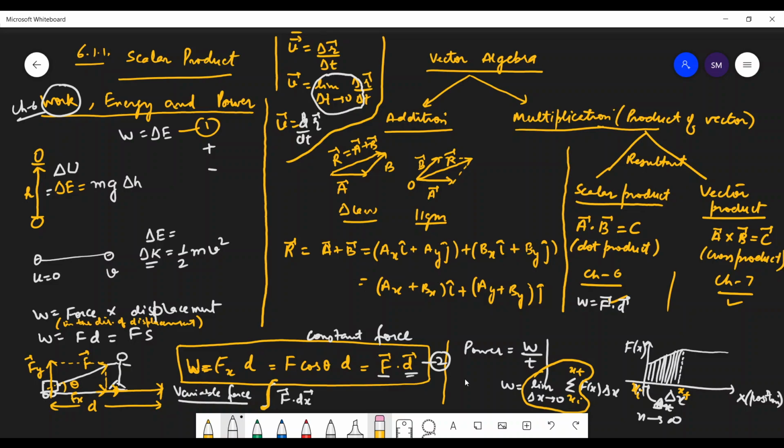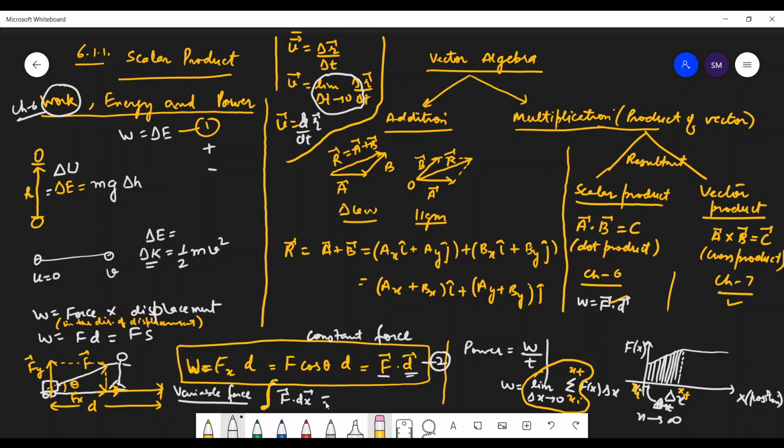So this will be my work done. What are the limits of dx? It is from xi to xf. These are the limits of dx. So this will be my work done. This is the third thing. So these three formulas of work I am going to study.